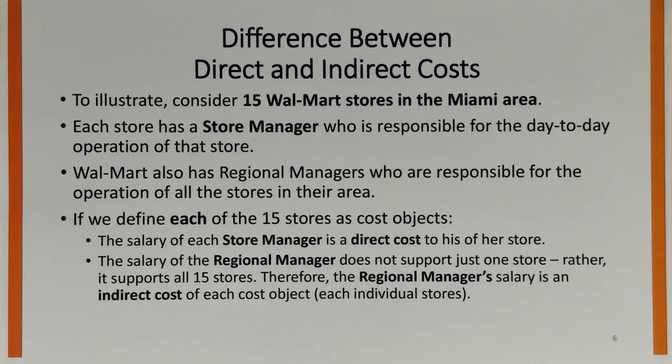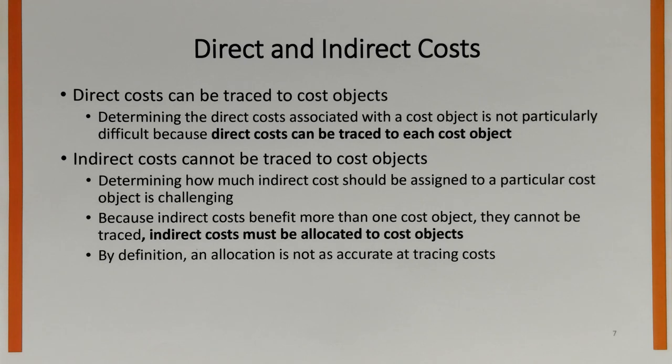We could redefine what's considered a cost object in our example. Let's say that the cost object this time is the sporting goods department of a particular Walmart store. In that case, the salary of the department manager would be considered a direct cost. But the store manager's salary would be considered an indirect cost because the store manager benefits more than just the sporting goods department. The store manager benefits various other departments in the store. So to recap, direct cost can be traced to cost objects, but indirect cost cannot be traced to cost objects and therefore must be allocated.